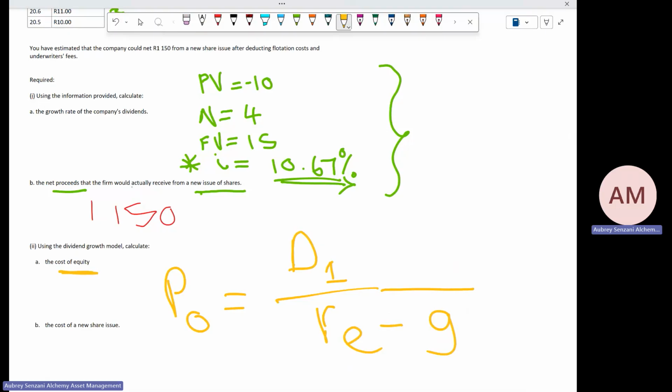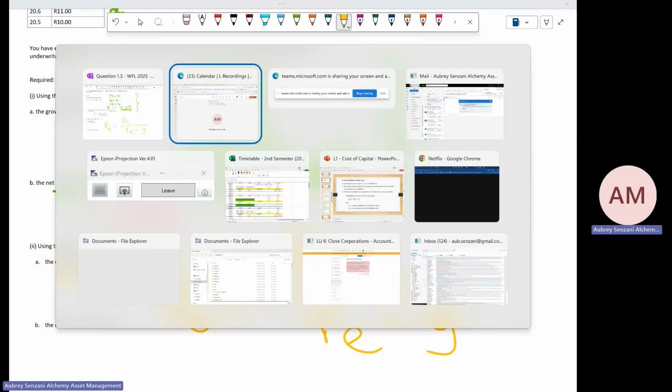All right, so I replaced the K there with RE, okay? But that's what we want. We want the interest rate, which is going to then obviously give us the cost of equity. So now what must happen? We have to manipulate the formula, okay? And now if you go back to your, yes, you want to ask? Go ahead.